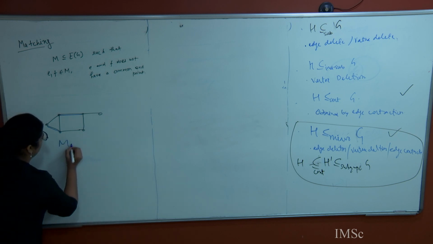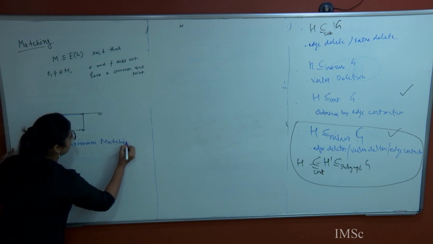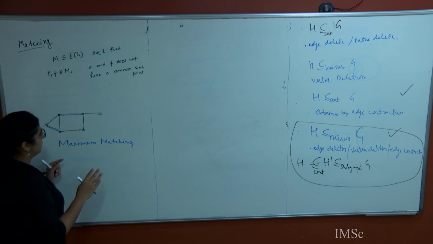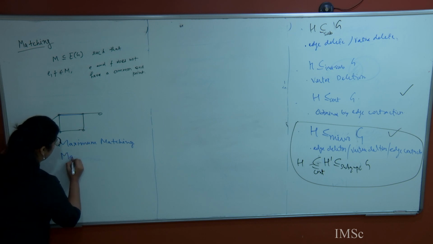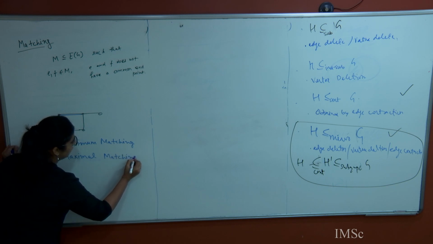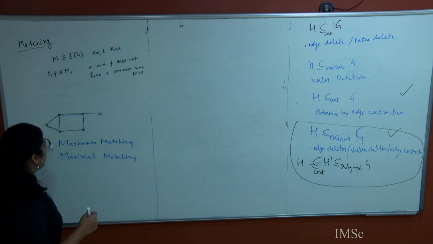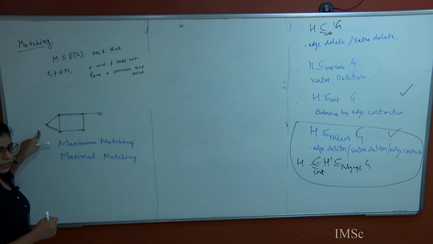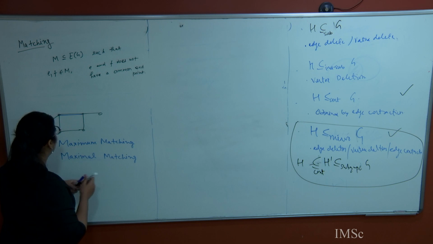So let's define a maximum matching. What is a maximum matching? If a matching has the maximum number of edges, then it is a maximum matching. And a matching is called a maximal matching if we cannot add any further edges to the matching. So what can you say about this matching? Is it maximal? It is maximal, I cannot add any further edge. But is it maximum as well? Can you have some other matching?